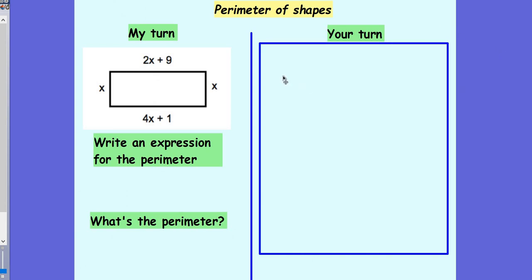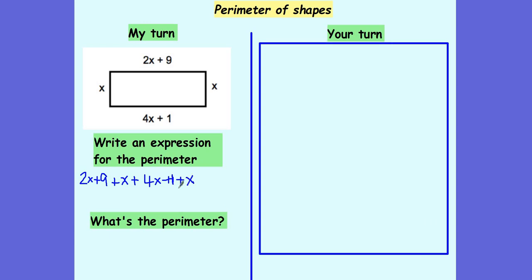Okay, we're going to give another example. This time, I've got the same rectangle, but a slightly different question. I've been asked to write an expression for the perimeter. And we know that perimeter means walking all the way around the outside of the rectangle. So in this case, the first bit is going to be 2x plus 9 plus x plus 4x plus 1, that's us going along the bottom, plus another x going up the other side.